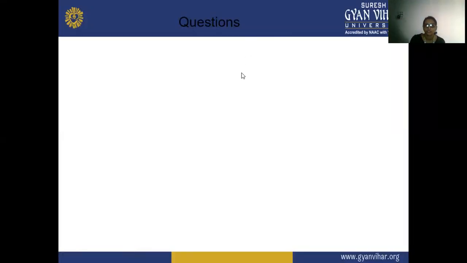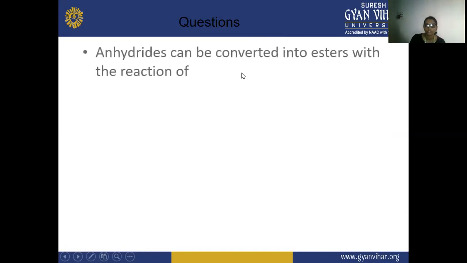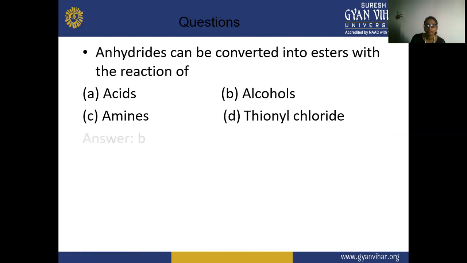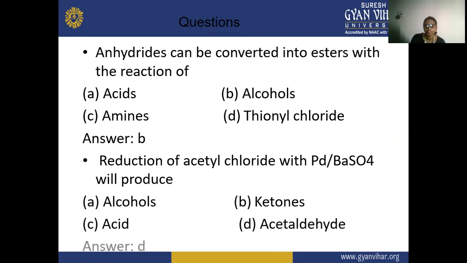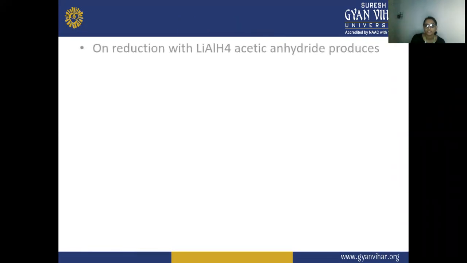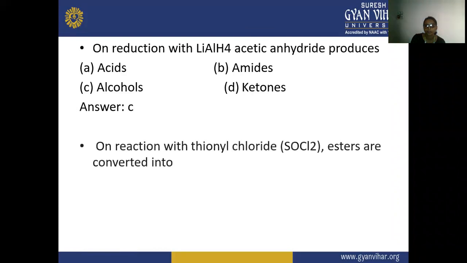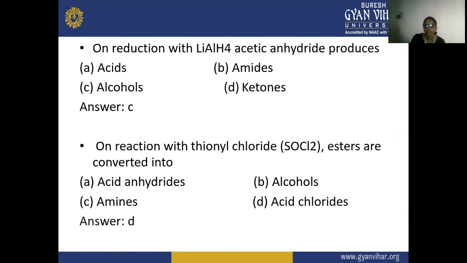So here the questions are. The first question: anhydrides can be converted into esters by the reaction of alcohols. Reduction of acetyl chloride with BaSO4 to produce acetaldehyde. Next, on reduction with lithium aluminum hydride, acetic anhydride produces alcohol. On reaction with thionyl chloride, esters are converted into acid chloride.